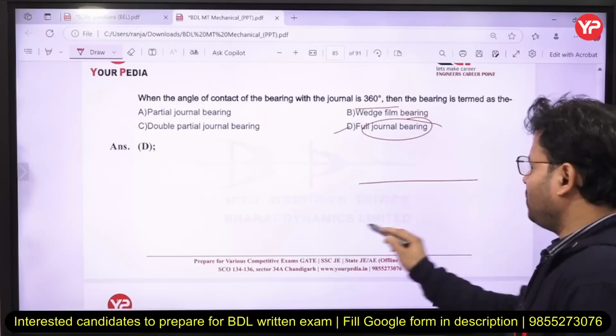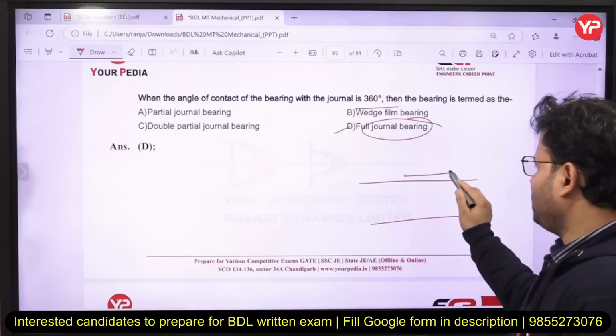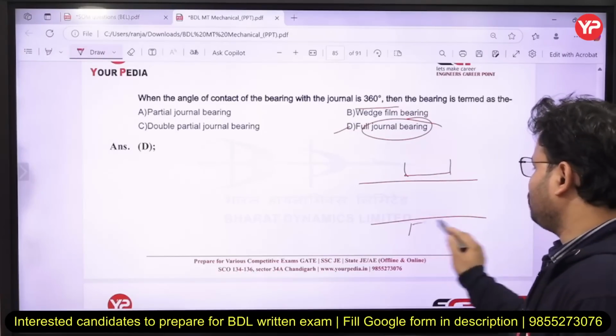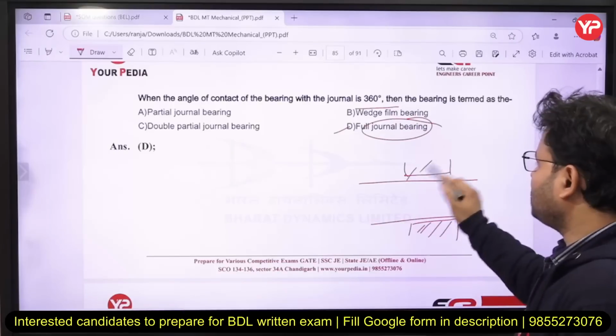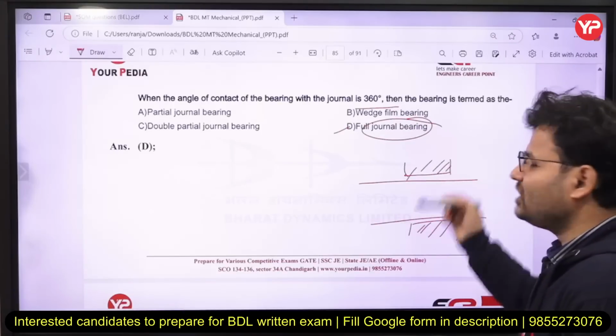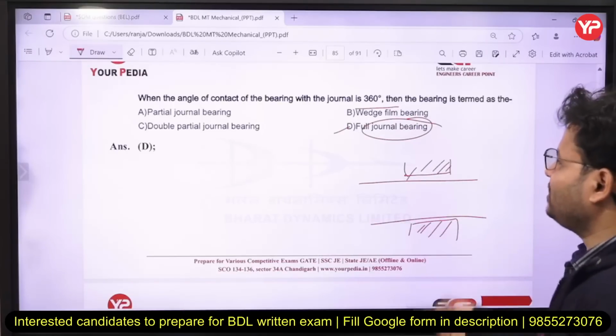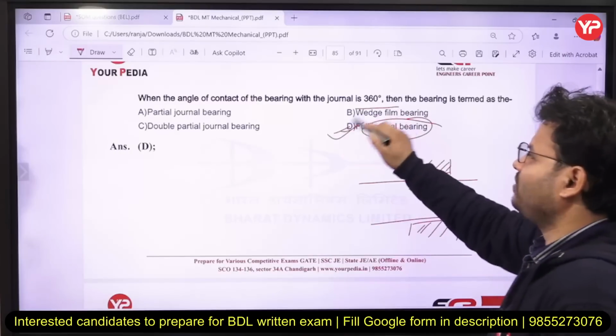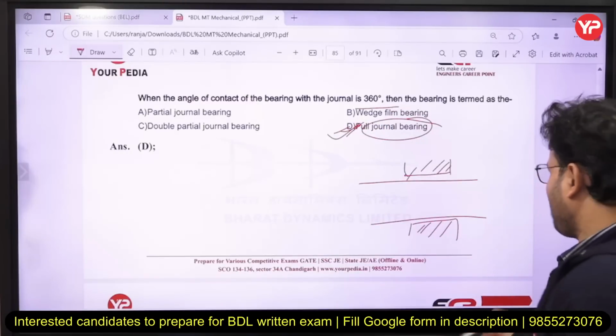Suppose this is your shaft, and that much part is within the bearing. So the part of the shaft which is inside the bearing is known as the journal. And if the contact is 360 degrees, then it is called a full journal bearing. Try to remember, right?